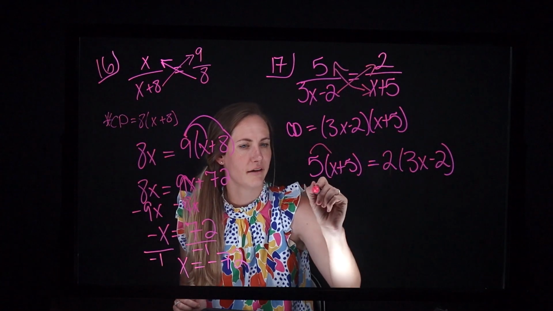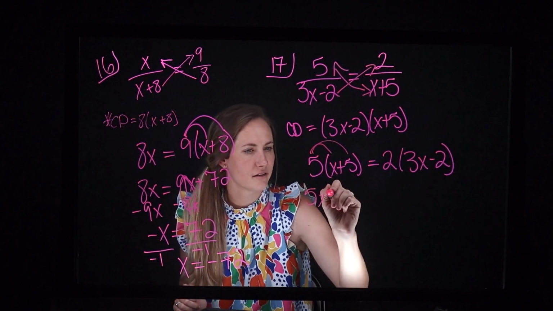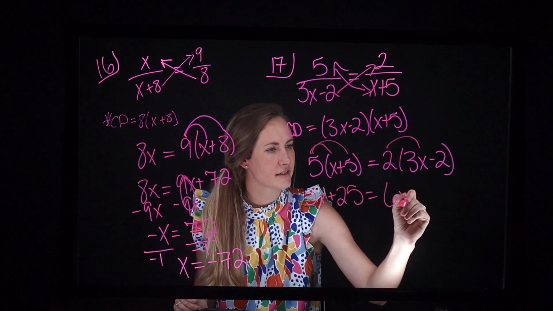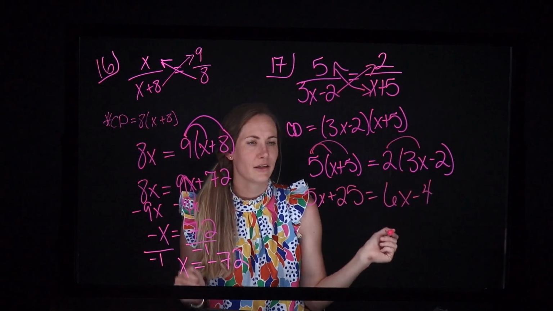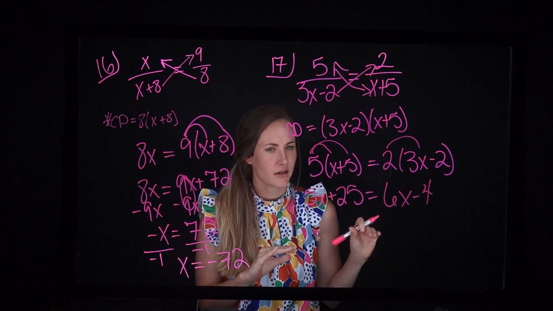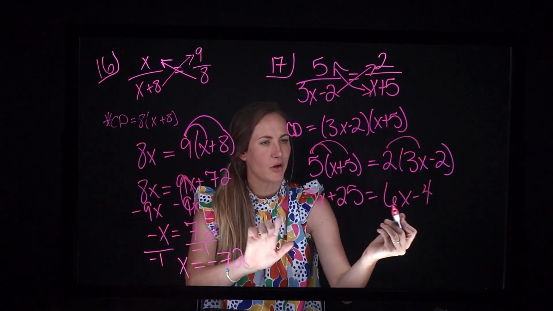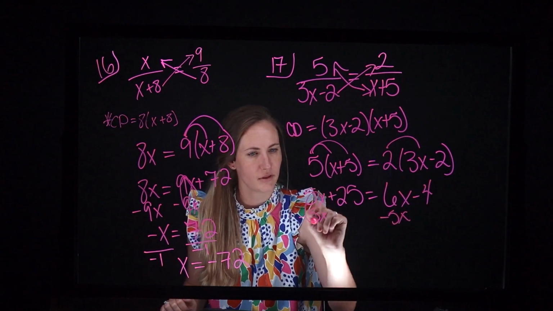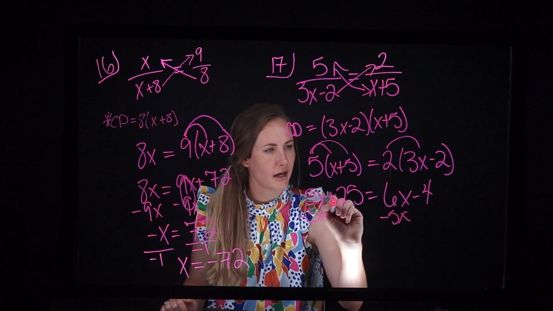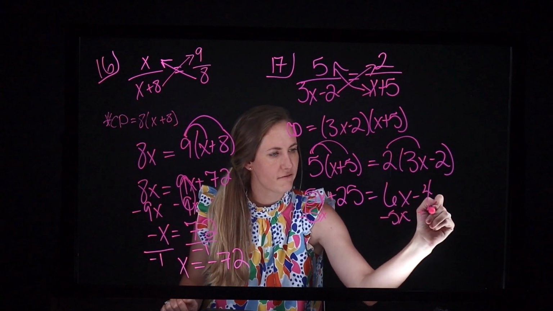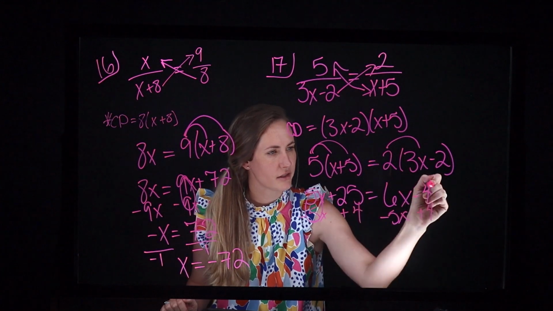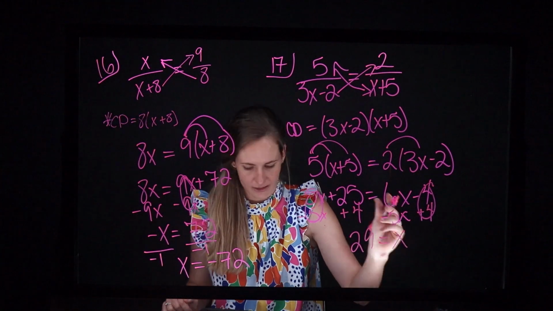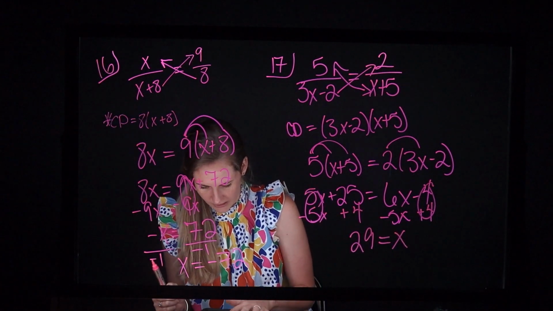Now we'll distribute, so I have 5x plus 25 equals 6x minus 4. Now then we need our variables on one side and our numbers on the other. So 5x is smaller than 6x, so I'm going to subtract 5x from 6x. That would be 0 here. And then since my variables are here, I'm going to add 4 so that my numbers are on the other side, so that's 0. So we're going to have 29 equals x. Go ahead and type that in.